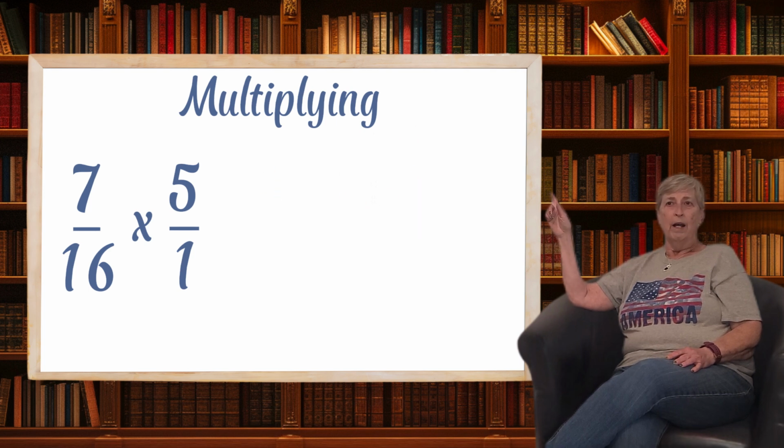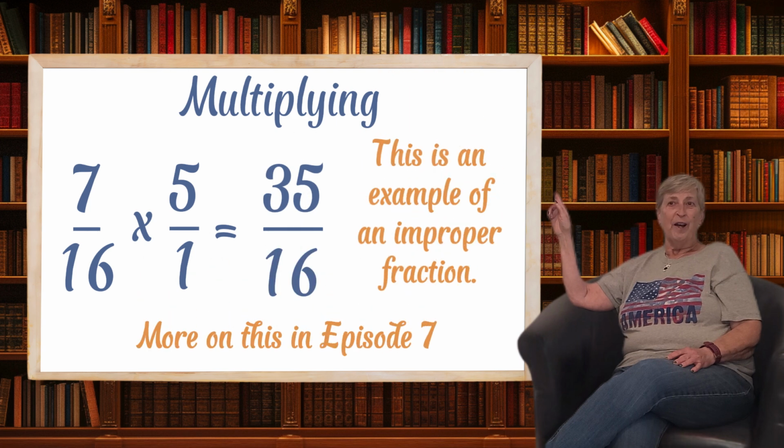So we would rewrite it as 7/16 times 5/1. And we just do the same thing. 7 times 5 is 35. 16 times 1 is 16. So our final answer is going to be 35/16.